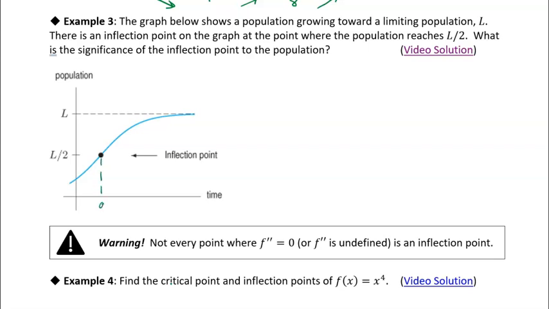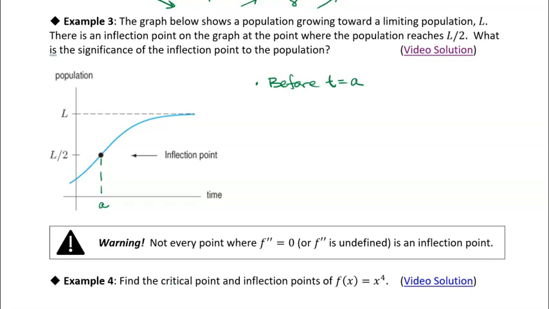Now, let me just mark this reference point. Let's call this t equals a, right? Let's say that that's a. Then we can see that before, let me just write this down, before t equals a, what's happening? The population is increasing, and it appears to be concave up, right? It appears to be concave up, switching to concave down.